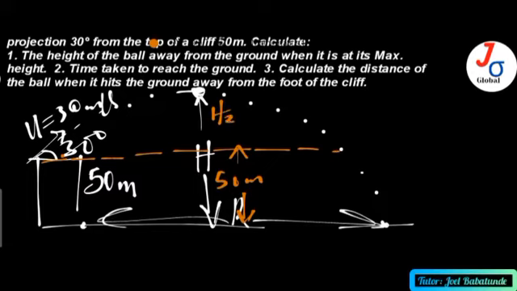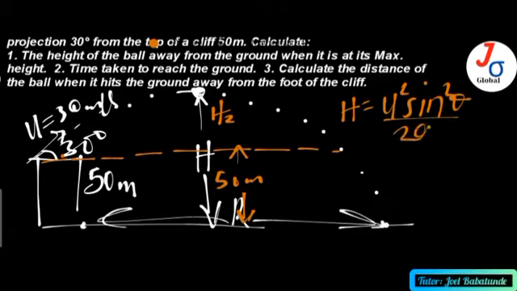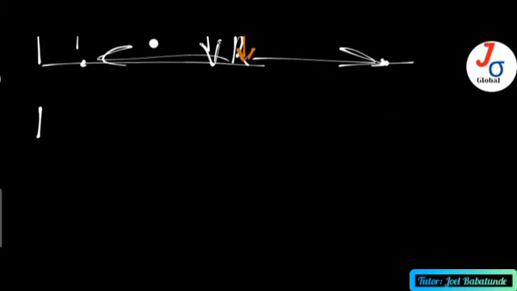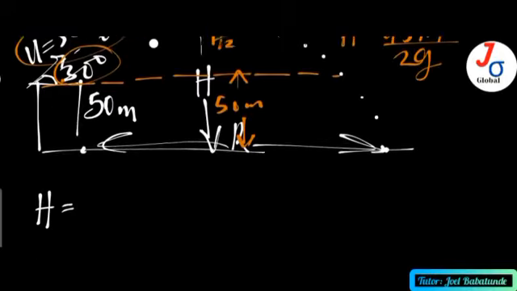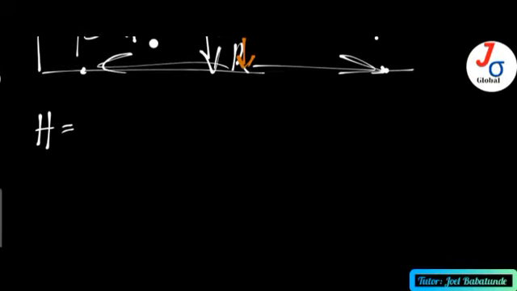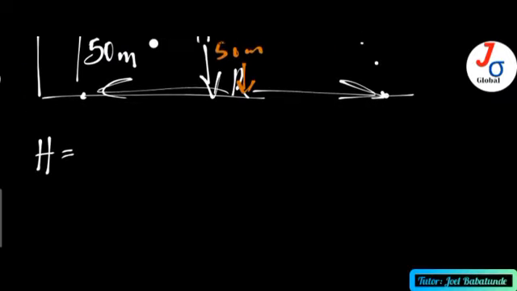Okay, so can we calculate for the height? Yes, of course we can. Remember that for case 1, H is equal to U squared sine squared theta over 2G. We have our U. That's the only thing we need. We have our theta as well. So let's go and solve for H. H becomes U squared. What's my U? My U is 30 meters per second. So 30 squared multiplied by sine.